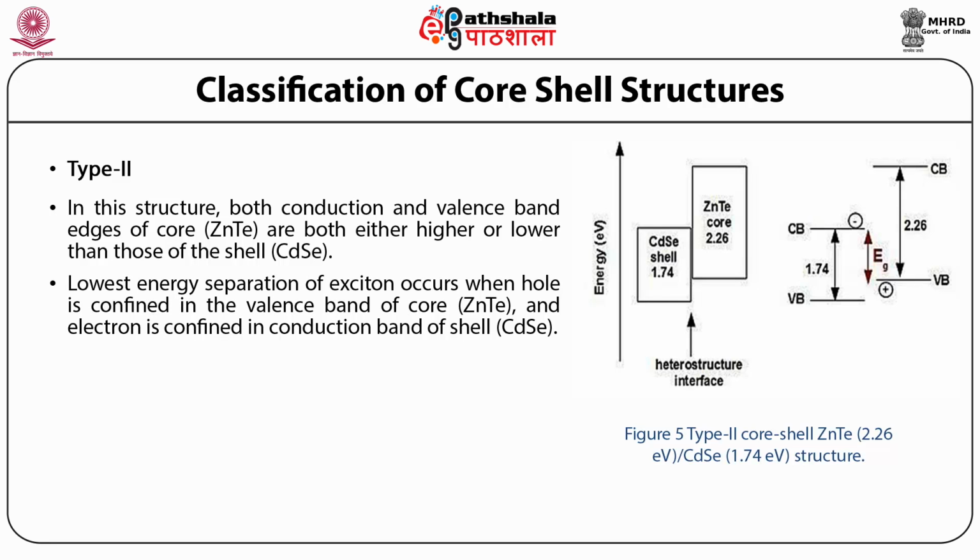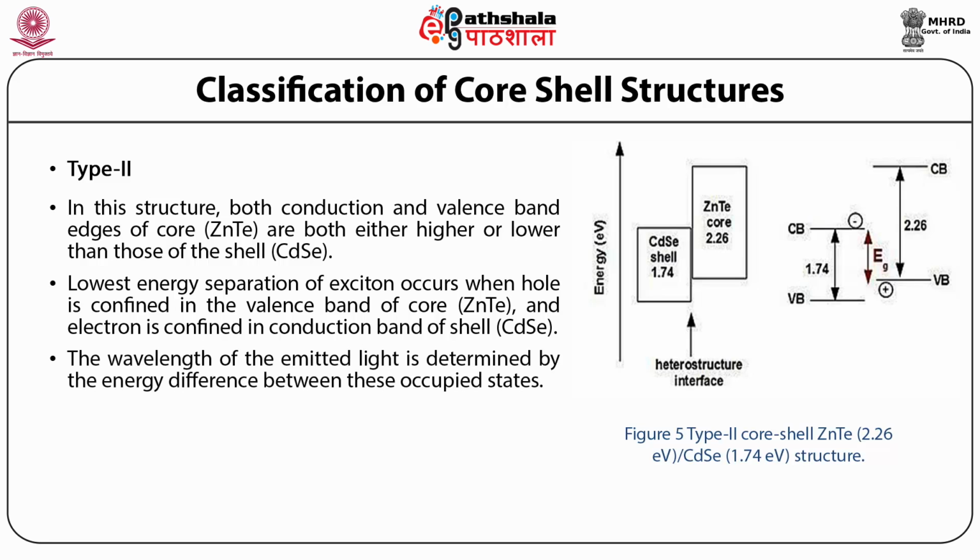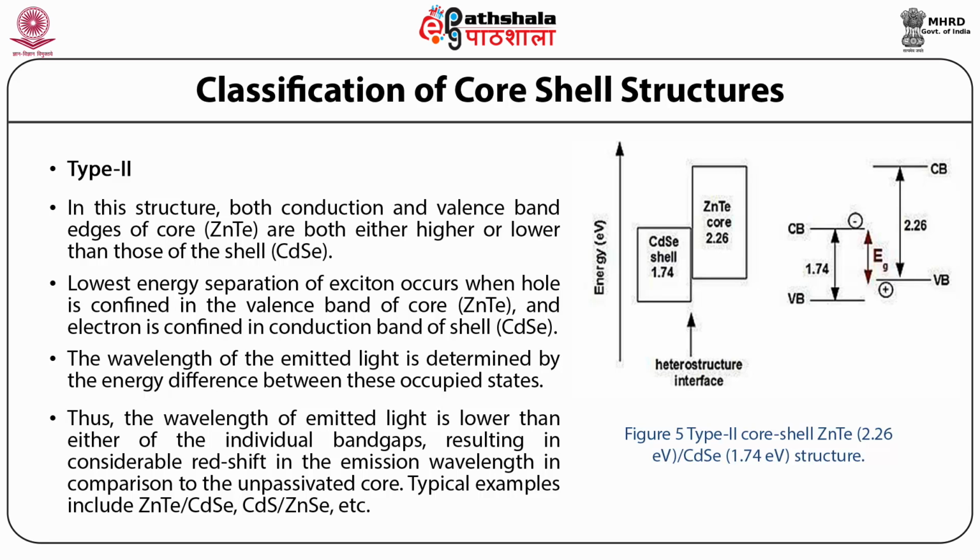Lowest energy separation of exciton occurs when hole is confined in the valence band of core, that is zinc telluride, and electron is confined in conduction band of shell, that is cadmium selenide. The wavelength of emitted light is determined by the energy difference between these occupied states, which is indicated by the red arrow in figure 5. Thus, the wavelength of emitted light is lower than either of the individual band gaps. This results in considerable redshift in the emission wavelength in comparison to the unpassivated core. Typical examples include the heterostructures such as zinc telluride and cadmium selenide, then cadmium sulfide and zinc selenide, etc.